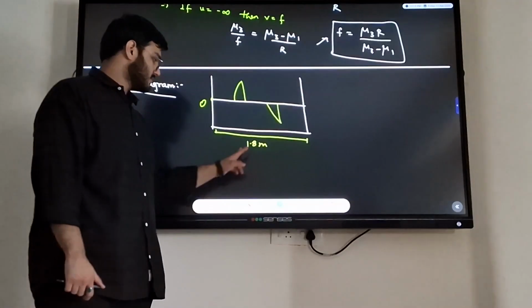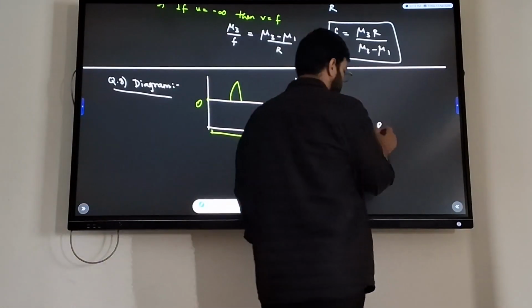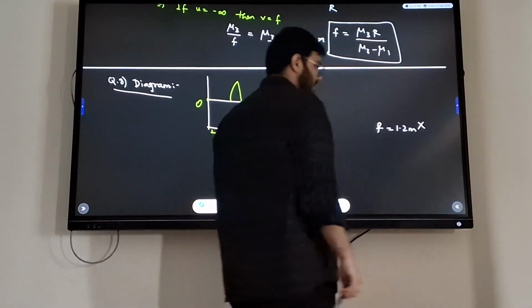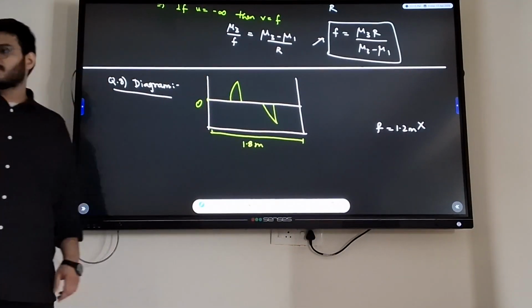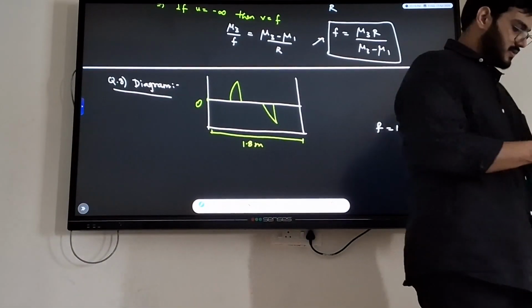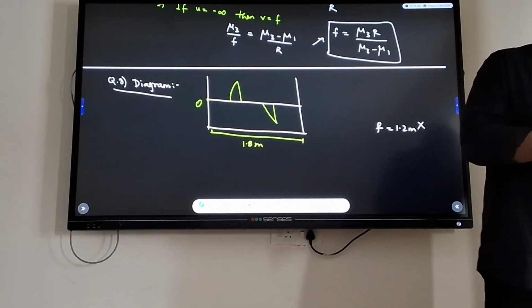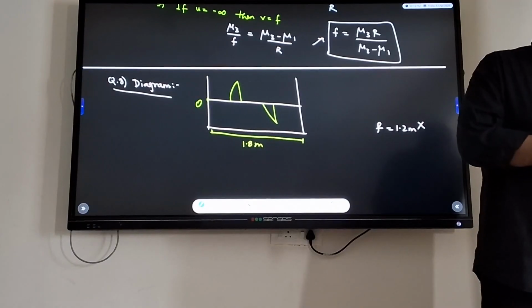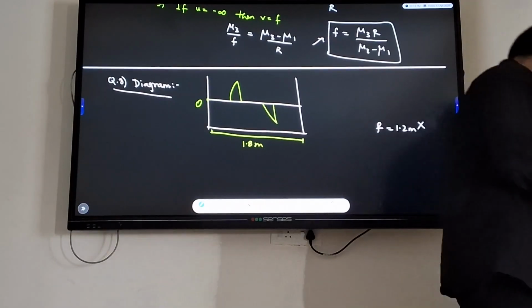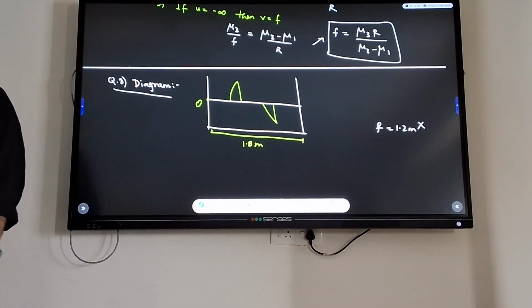So focus 1.2. Focal length equal to 1.2 meters. I don't think this is correct. Anybody else? Let me check it. 1.2. No, it's not correct. Okay. Should I start? 0.4 is correct. 0.4 centimeter.